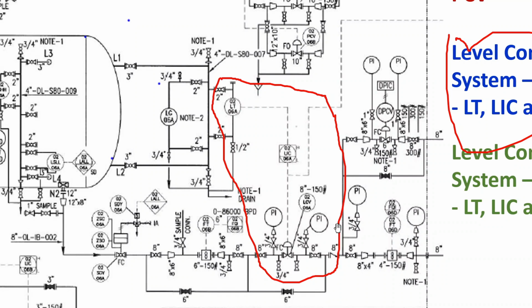In upstream and downstream, there are two PI indicators. Why? Because in case this valve is choked, there will be a difference in pressure. You can see the differential pressure from here, and you can find out that in this valve, this area has some choking, and a pressure drop is happening. So this is the level control loop of a separator.